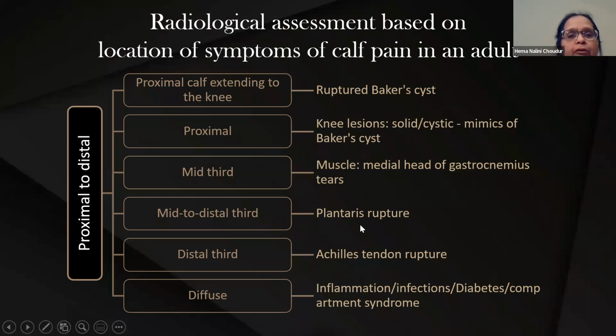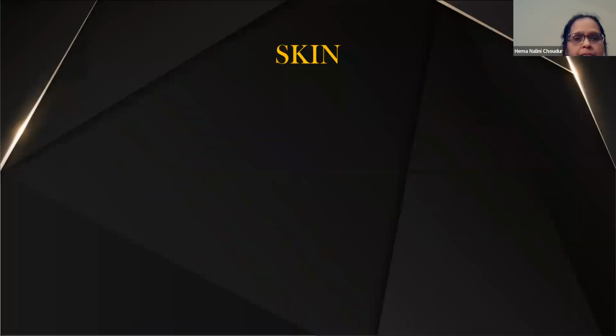The mid to distal calf pain of plantaris rupture and distal third from Achilles tendon rupture. And finally, we've covered the entire diffuse pain region of the mid calf.